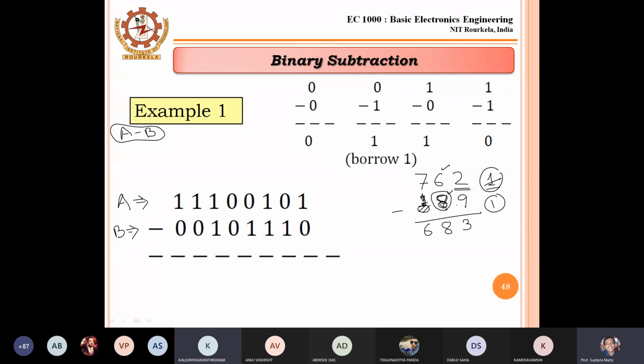So whatever the borrow is taken, we add in the digit, corresponding digit of B. This is the fundamental rule. Now let's start. So here we have 1 minus 0.